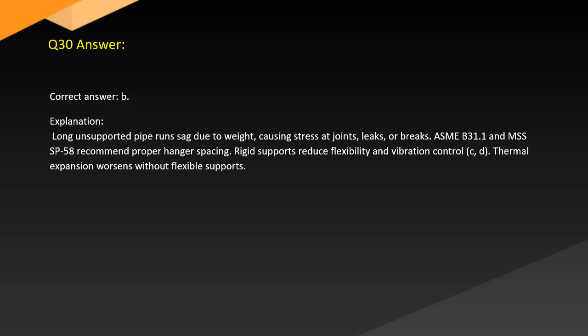Answer. Correct answer B. Explanation. Long unsupported pipe runs sag due to weight, causing stress at joints, leaks, or breaks. SMACNA and MSS SP-58 recommend proper hanger spacing. Rigid supports reduce flexibility and vibration control, C and D. Thermal expansion worsens without flexible supports.